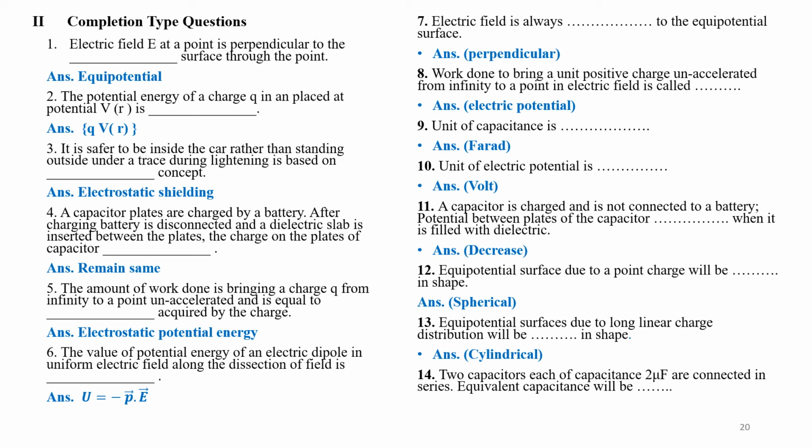Two capacitors, each of capacitance 2 microfarads, are connected in series. The equivalent capacitance will be half, that is, it gets divided. It will be 1 microfarad. Answer is 1 microfarad.